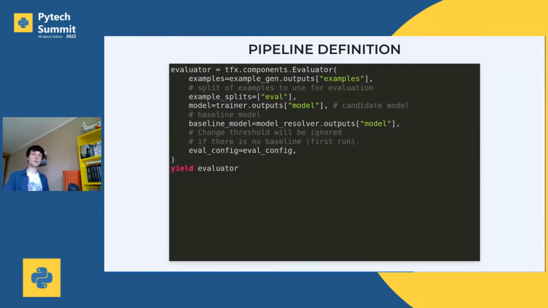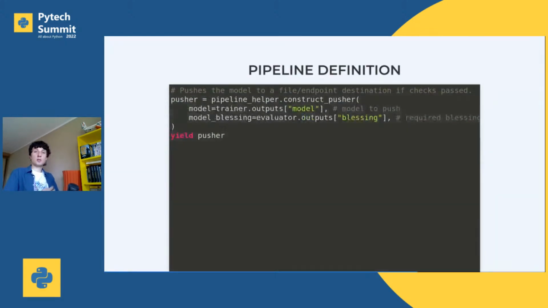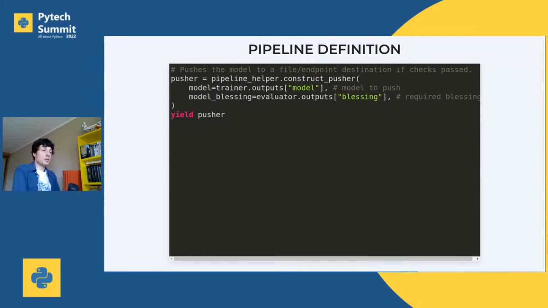We can plug this configuration into the evaluator component. We feed it the examples. We tell it which split of the data set it should work on. We give it the candidate model, the baseline model, and the configuration. And it's going to do the evaluation, and the model is either going to receive a blessing from the evaluator or not.